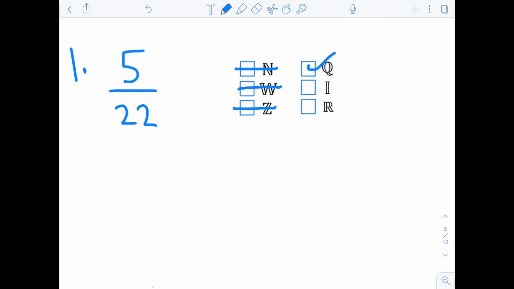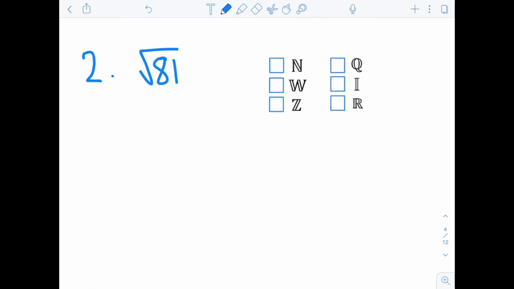So this number, if you put it into your calculator, it equals 0.227 repeating. So there's a pattern to it, and I could put it back into a fraction. So I can't do that with irrational numbers, so it's not an irrational number. But it is a real number as well, because it's on the number line.